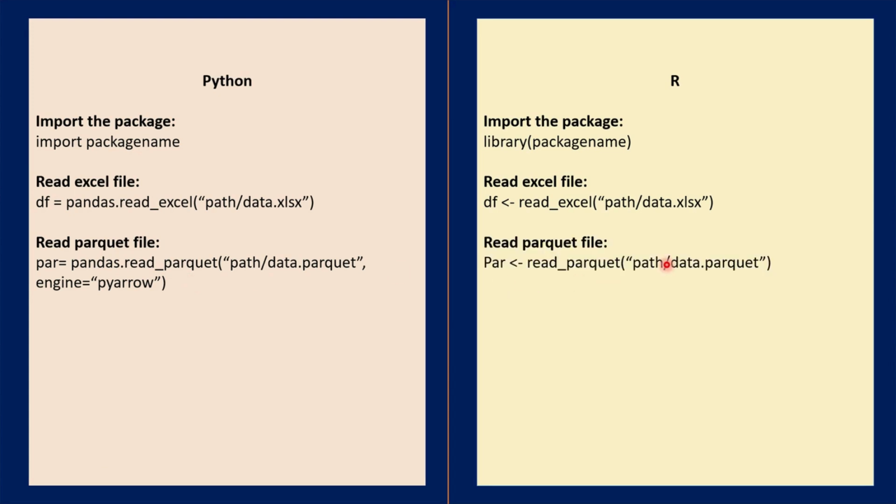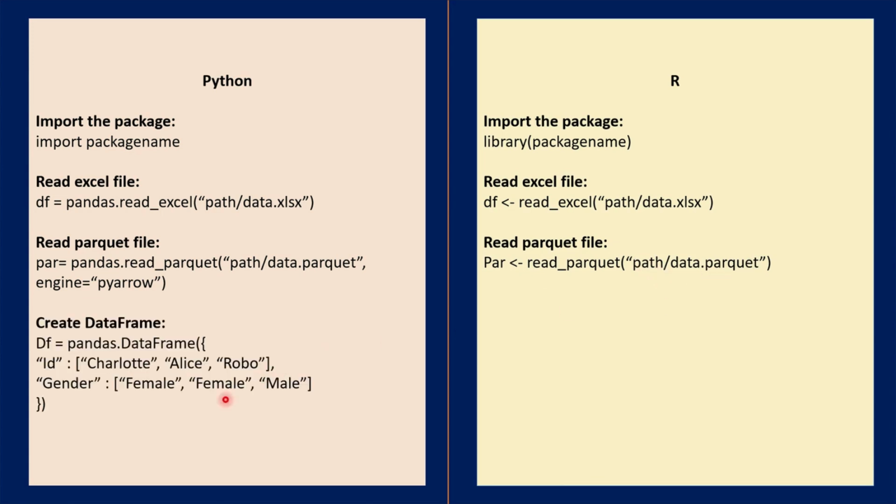And again, how can we do it in R then? Just simple: read the file with the Parquet extension and give the path and the file name. And then, how can we create a data frame?